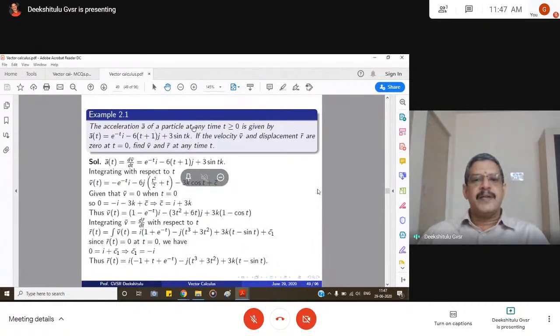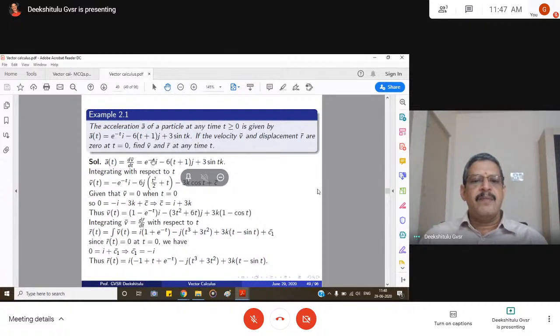The acceleration of a particle at any time t greater than or equal to 0 is given by a bar t equal to so and so forth. See, in differentiation the velocity is given and you are asked to find the acceleration, because the derivative of the velocity gives you acceleration. In integration, acceleration is given to you and you are asked to find velocity. Don't get confused: one is acceleration from velocity, the other is velocity from acceleration. If the velocity v and displacement r bar are 0 at t equal to 0, find v bar and r bar at any time. So a bar is dv bar by dt, which is given. To get the velocity you have to integrate this.